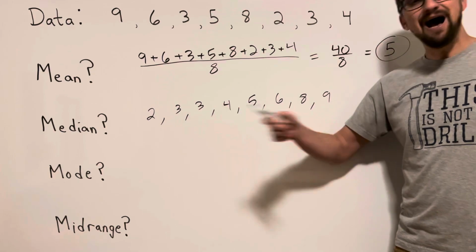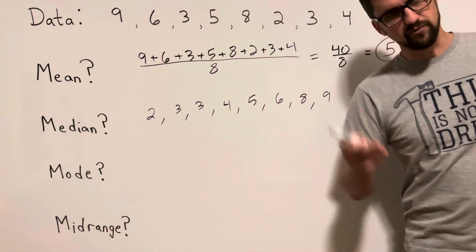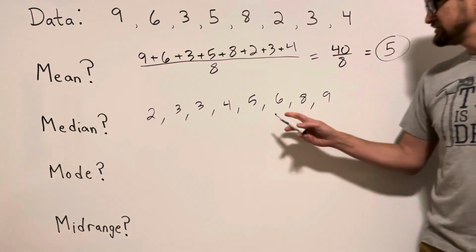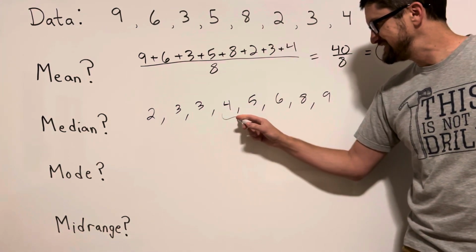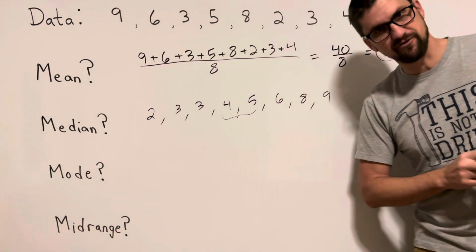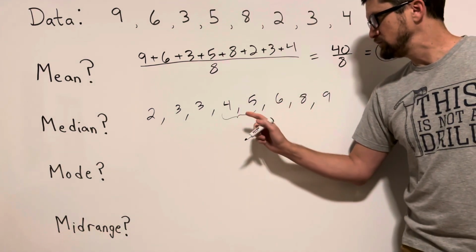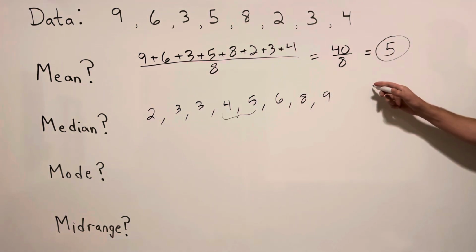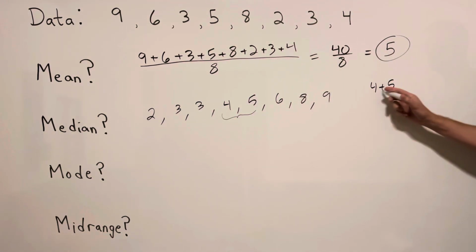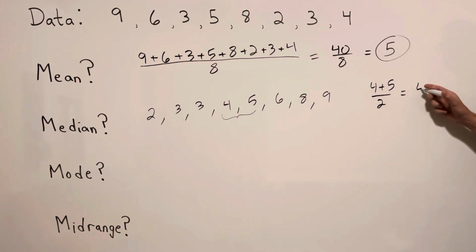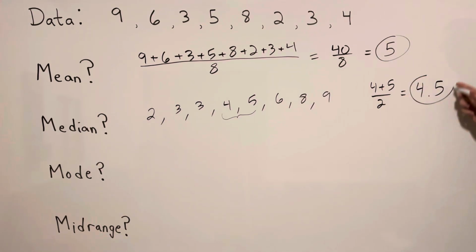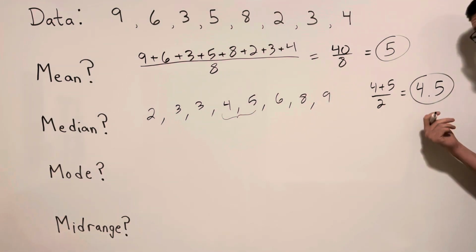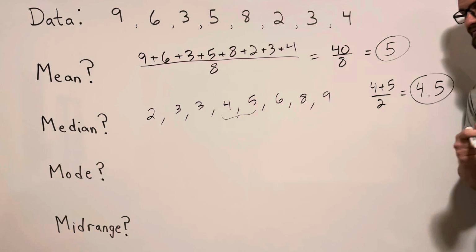Now, if you have an odd number of data values, then there's going to be a middle number. But in this case, we have an even number of data values, so you can see that there is a tie for the middle. When that happens, what you want to do is add these up and divide by 2. So take 4 plus 5 and divide by 2, and you get 4.5. So the median for this data set is 4.5.